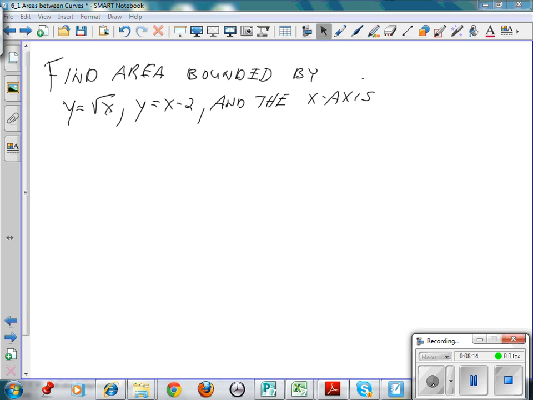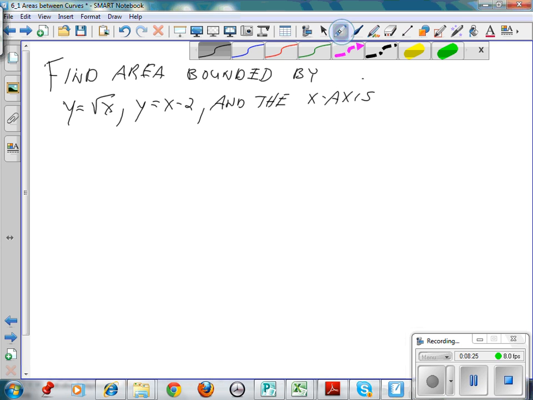Okay, well now we're back to another problem. We'll just do a setup on this one. And here's, if you can read my chicken scratchings here, it says find the area bounded by these 3 curves. Bounded by y equal the square root of x, y equal x minus 2, and the x-axis.